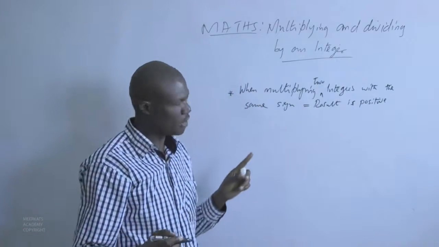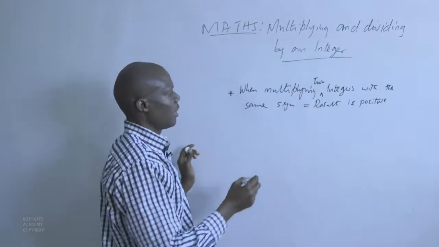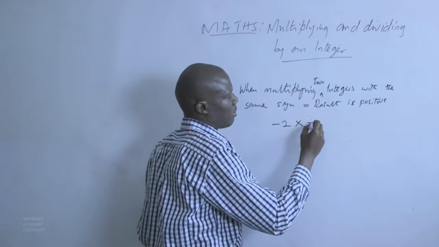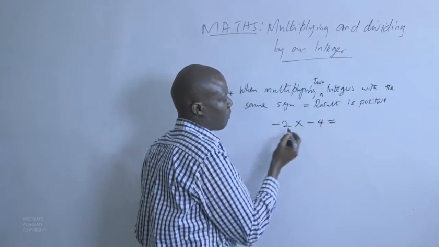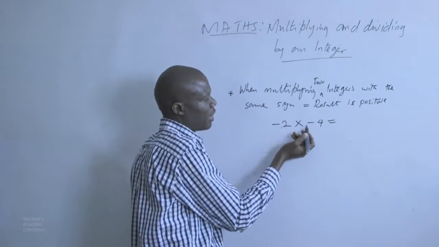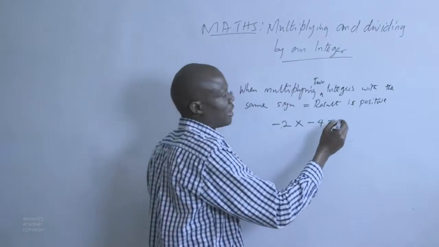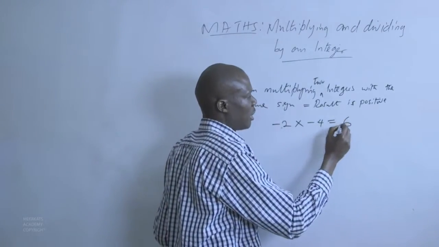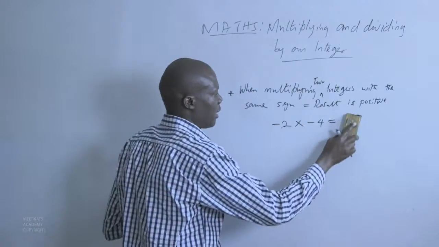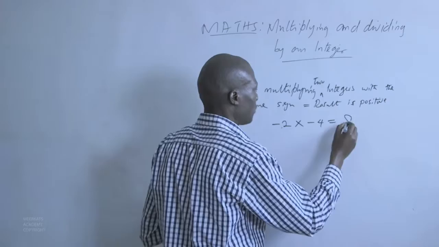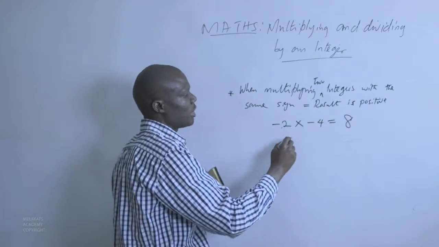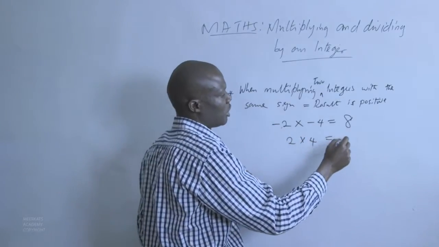What I'm trying to say here is this: minus 2 times minus 4. The sign here is negative 2, the sign here is negative 4. We have negative and negative. From this, the result must be positive, so the answer is supposed to give us a positive 8. Similarly, if the signs were positive, it would be just 2 times 4, which is 8.